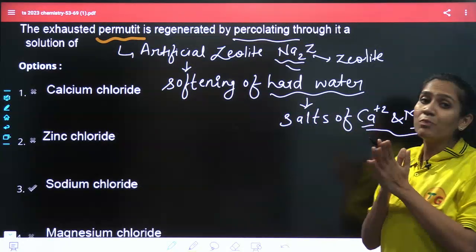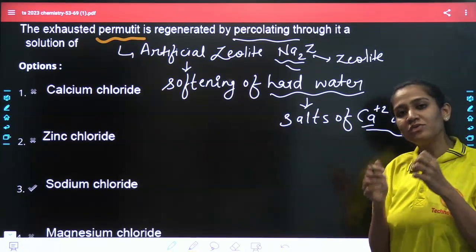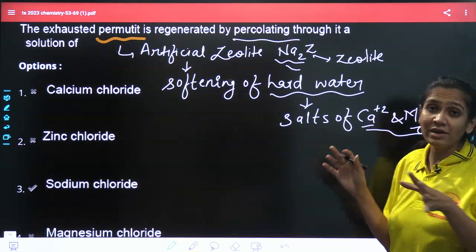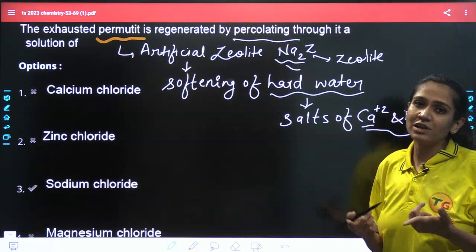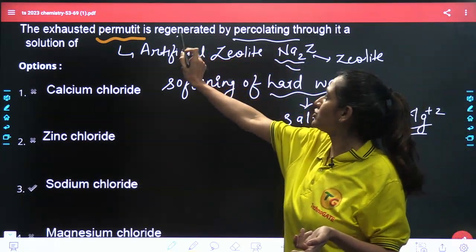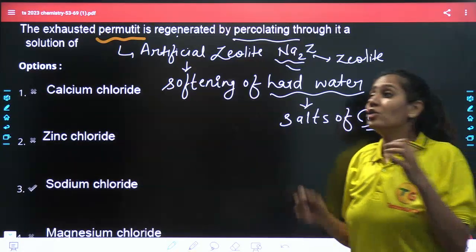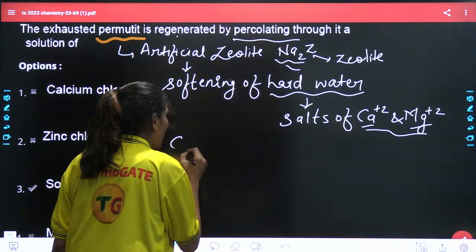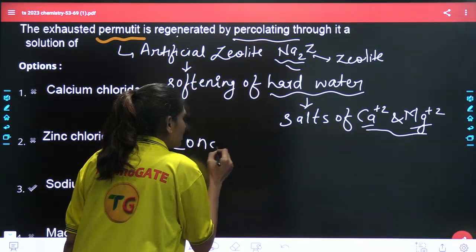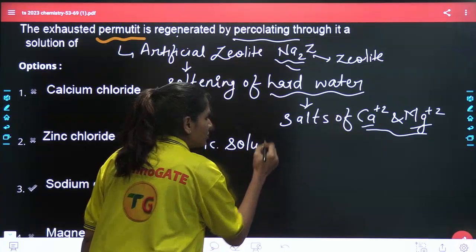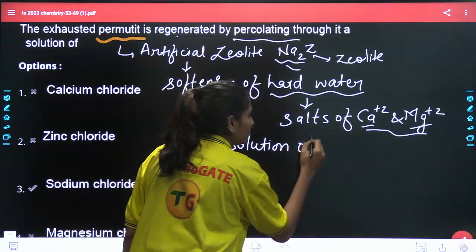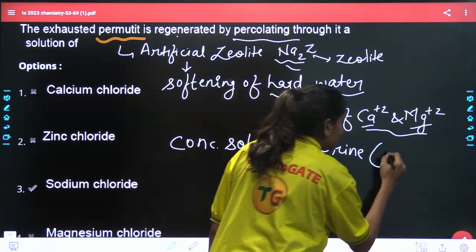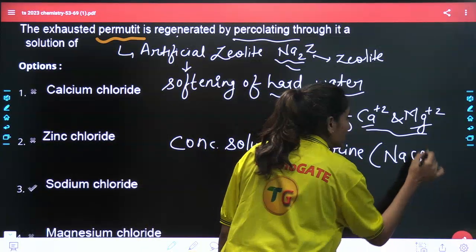Now there would come a point when that zeolite will get saturated. There would be so many calcium and magnesium ions. Now we need to regenerate it. That is what is asked in the question: how would we regenerate it? We regenerate it by passing a concentrated solution of brine, and that brine is nothing but sodium chloride, NaCl.